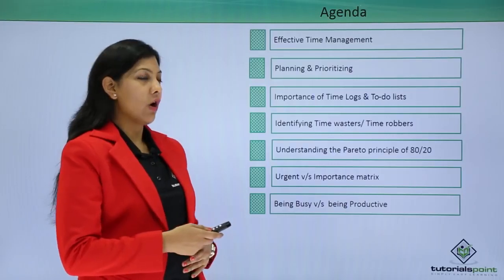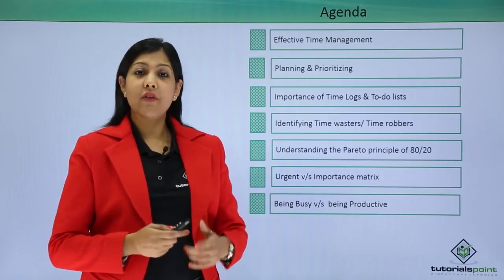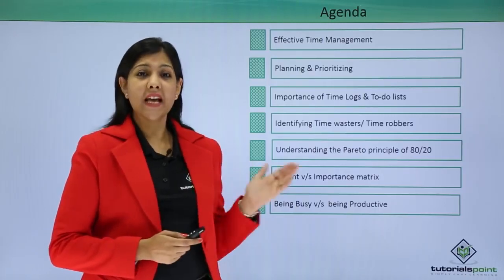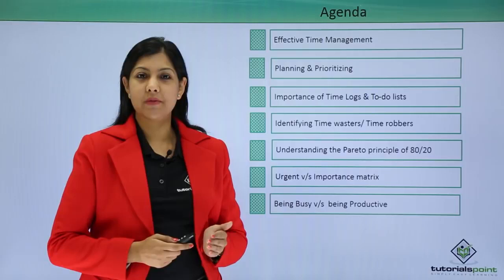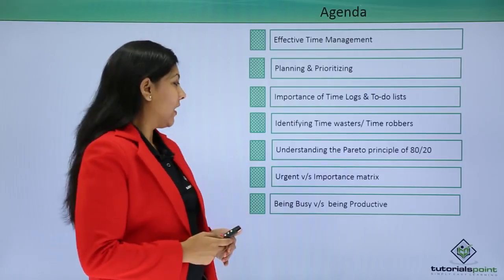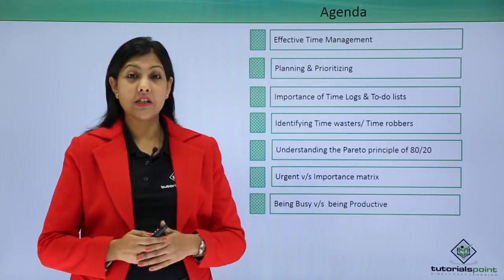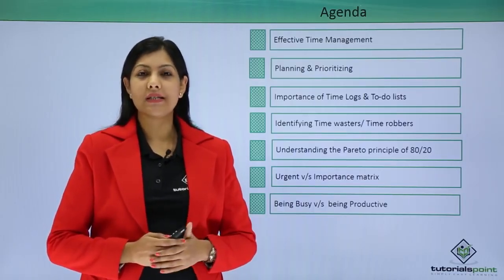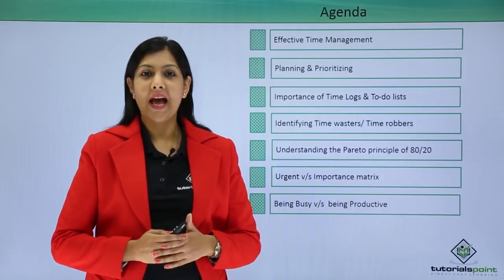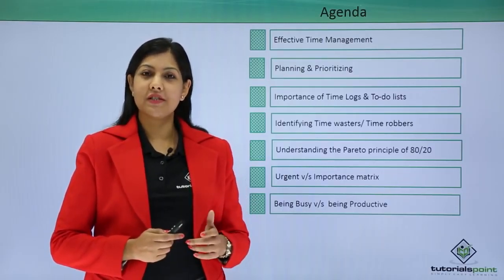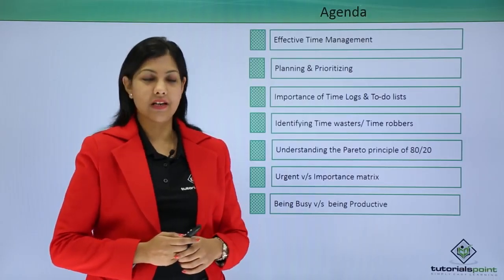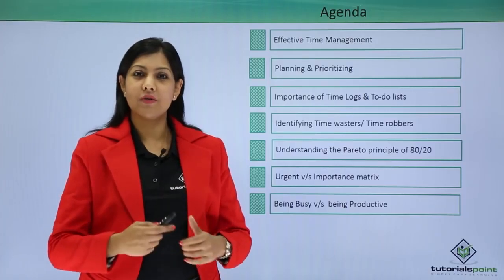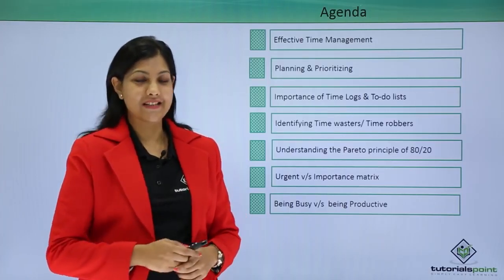Understanding the Pareto principle of 80/20. This is a very important concept which was coined by Mr. Eisenhower, and he has explained to us how this Pareto principle of 80/20 works. Well, we are also going to talk about the urgent and important matrix. This interesting concept was coined by Mr. Stephen Covey, and he has made us understand the importance between urgent and important tasks. Being busy versus being productive. So these are what we are going to cover today in our module. Let's get started.